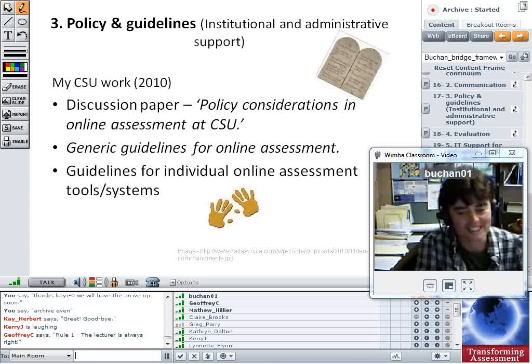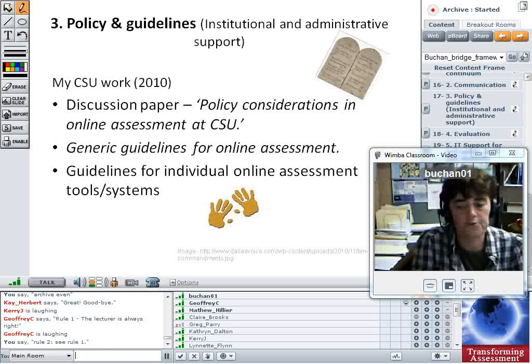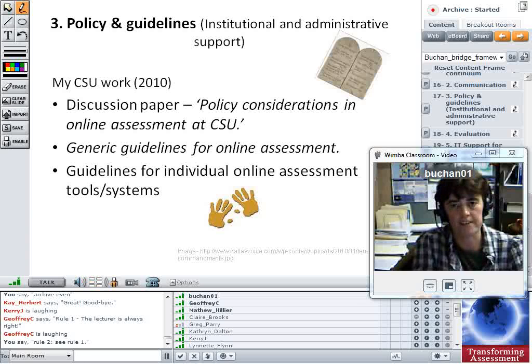The lecture is always right. A hands-on activity, just perhaps a tick for those people that are aware of any policy at their universities that specifically addresses online assessment as opposed to general. So we'll ask that question first. If you have anything specific around online assessment, it may be integrated in your main assessment policy. That would be ideal.